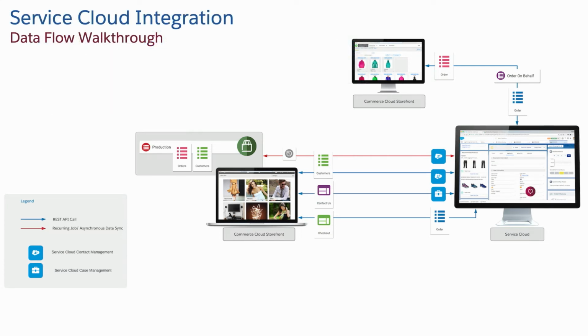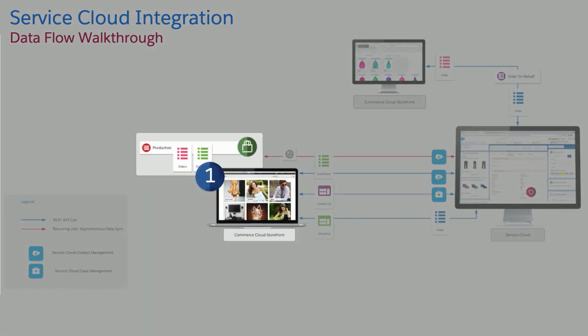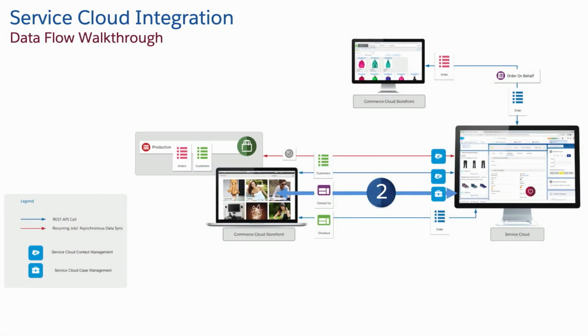So let's do a little bit of a data walkthrough, just kind of showing what this looks like. One, we're going to enable synchronization from our production environment to our Service Cloud environment. As part of this, when a customer creates a case, we can push that case to Service Cloud. Similarly, when a customer registers through Commerce Cloud, we have the ability to push that registration to Service Cloud as well. And when an order is placed, we also have the ability to do the same thing.